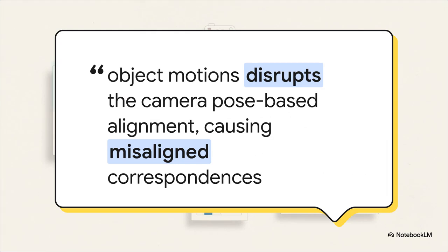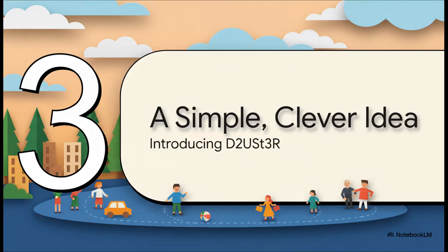And hey, don't just take my word for it. The researchers behind this new solution, they put it perfectly. They said that object motion disrupts the camera pose-based alignment. So, in simple terms, that means the AI can't tell if a dot in the picture moved because the camera moved or because the object itself moved. And that confusion leads to it connecting the wrong dots and making just plain wrong guesses about how far away things are. So how in the world do you fix a problem that big?